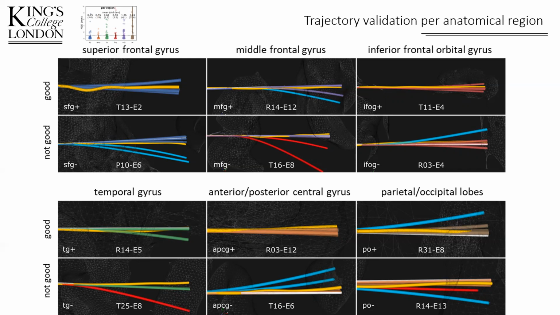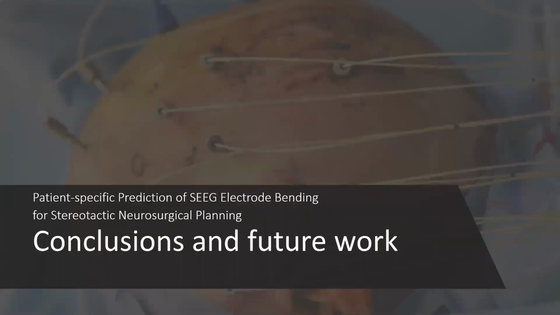Conversely, if predictions have an MSE above 1 millimeter, but bend in the opposite direction of the ground truth, we color them in red, indicating a wrong prediction. Here we show some good and not so good examples of predicted trajectories using tenfold cross-validation across all regions.